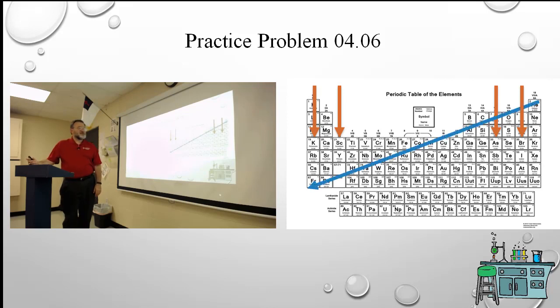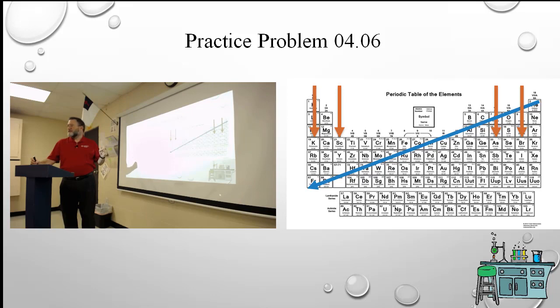Okay, so the trend is down and to the left. Down and to the left is increasing. So the atomic radius is increasing the farther down and the farther left you go. So we look at the four that are plotted, and we're going to put them in the order of increasing radius, right? So what would the increasing radius order be?